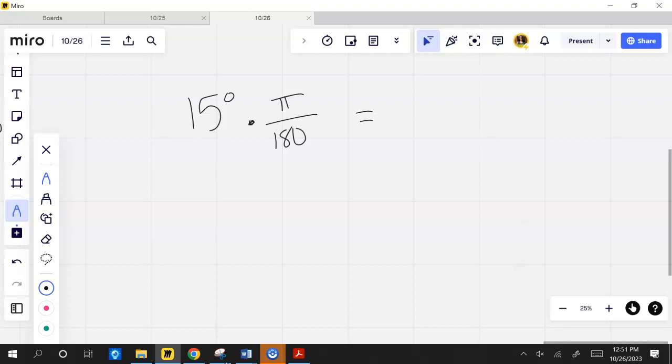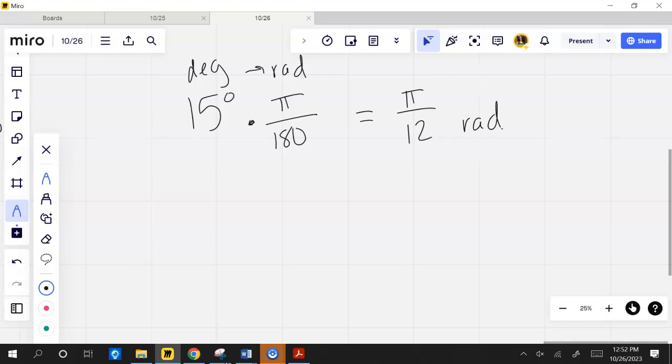This is degree to radian. Okay, let's get straight. So what do you get here? What's 15? Why did you put 2 before the pi?